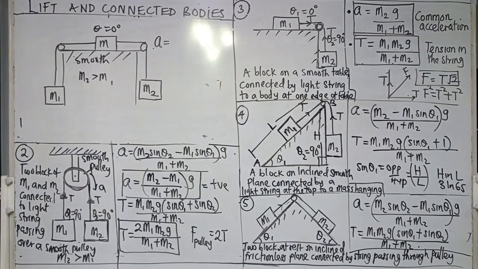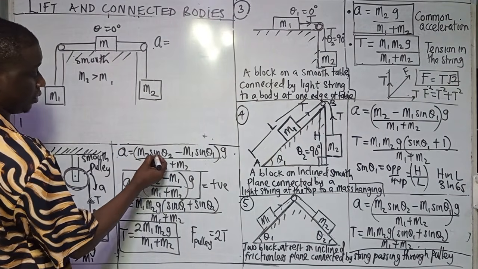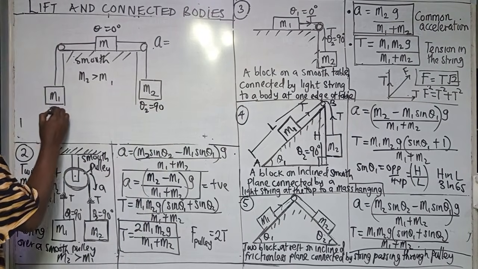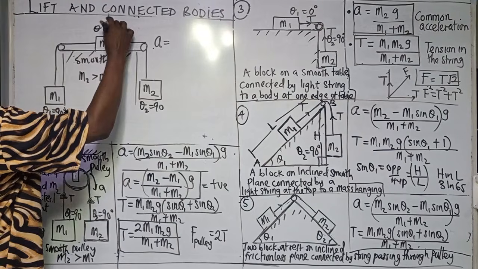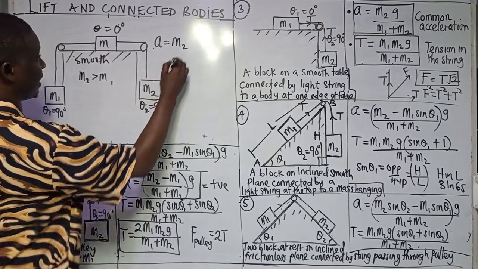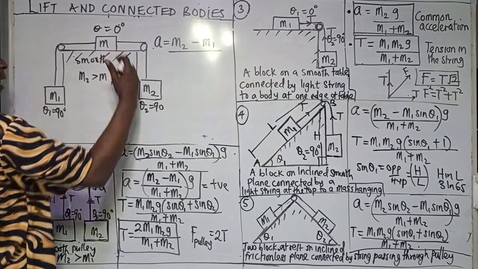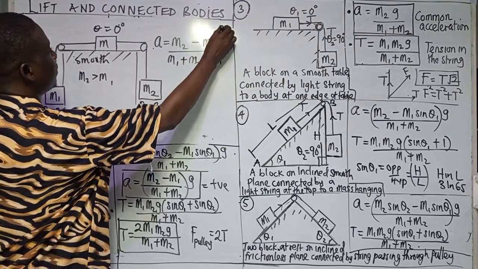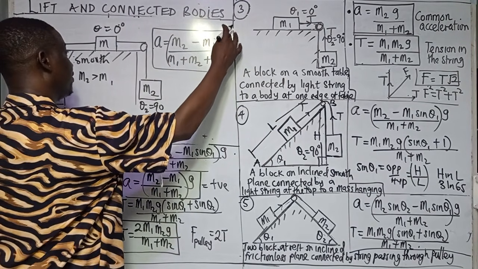So in that case, what we are trying to do now is to calculate the common acceleration. Theta 2 is 90, theta 1 is 90, while this one is 0 degrees. So in that case, this one will not be involved. So it will be M2, because M2 is greater, minus M1 if you use this formula, over the sum of their masses, M1 plus M2 plus M. Now we must multiply times G.